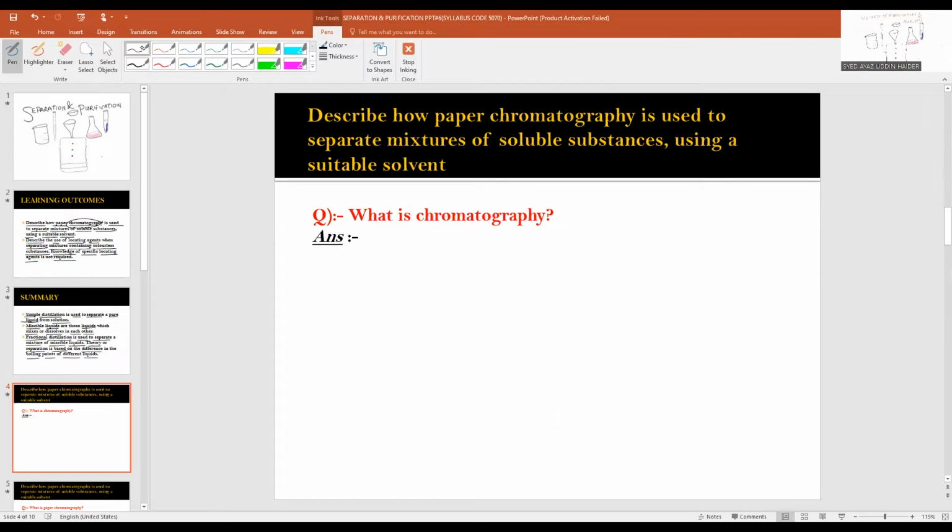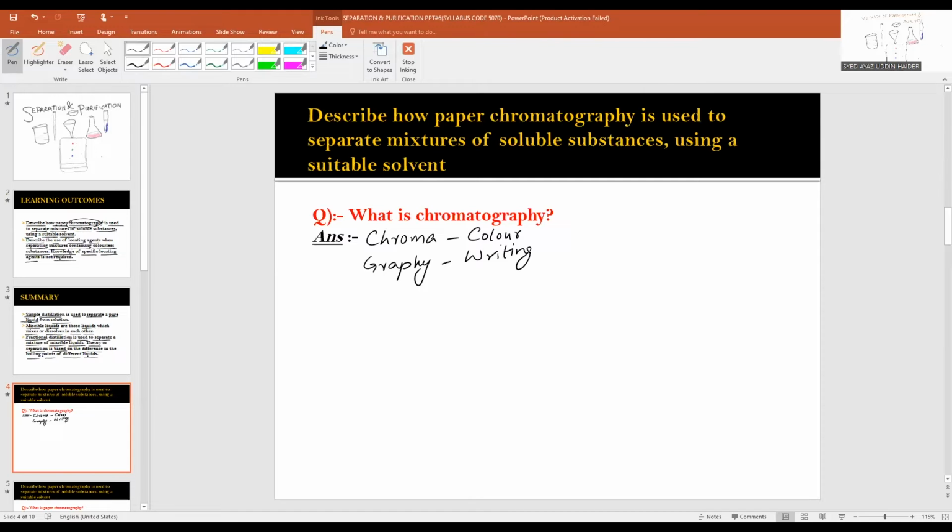What is chromatography? It is made up of two Latin words, chroma and graphy. Chroma means color. Graphy means writing. In earlier times, this technique was used to identify colorful substances like dyes, pigments, food colors, but nowadays colorless substances like amino acids can also be identified.